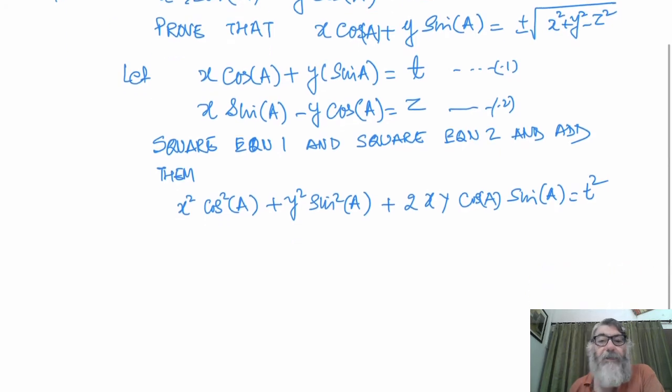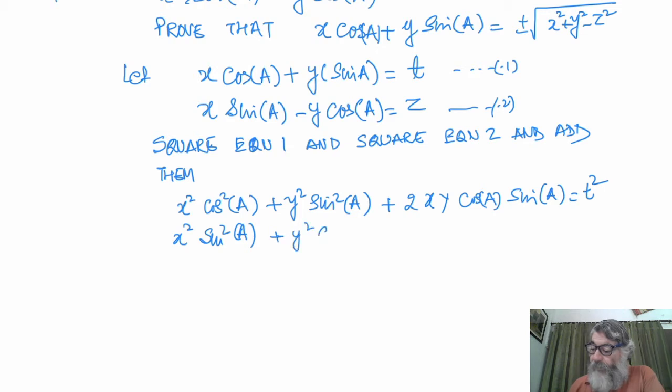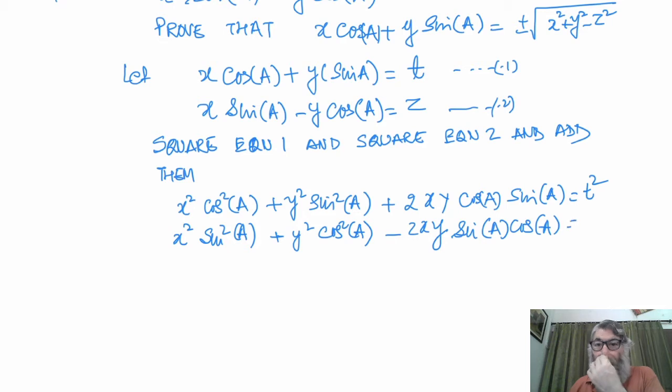Now let us square the second equation. x square sin square A plus y square cos square A minus 2xy sin A cos A is equal to z square. Now let us add both the equations, square of equation 1 and square of equation 2.